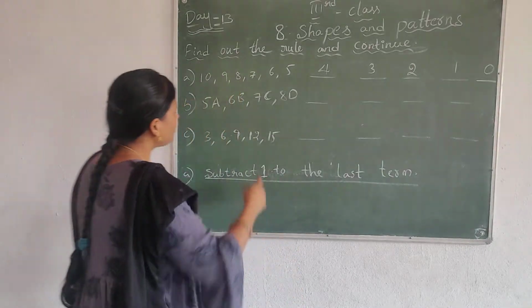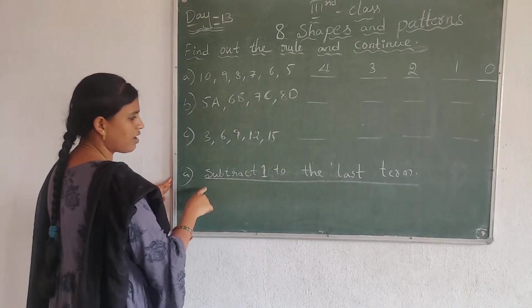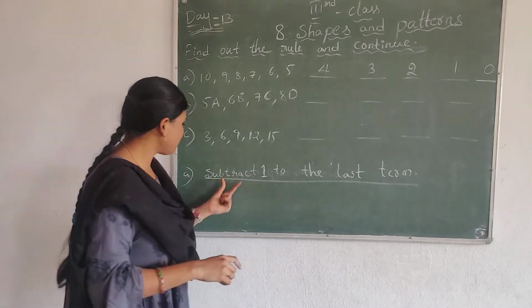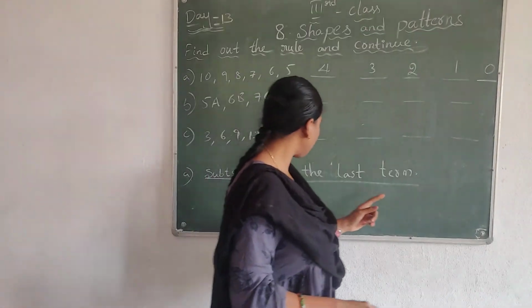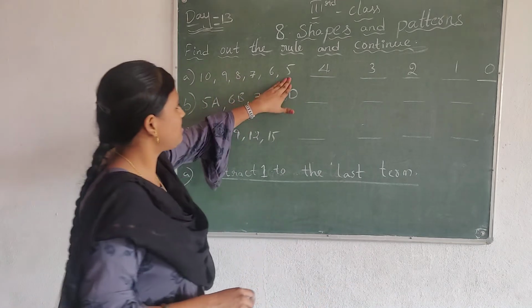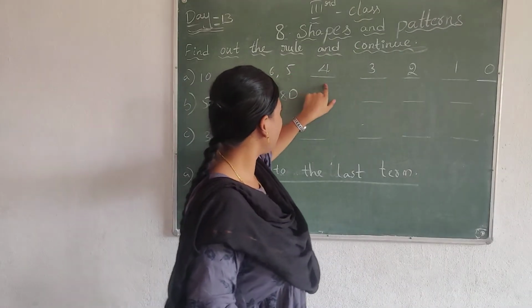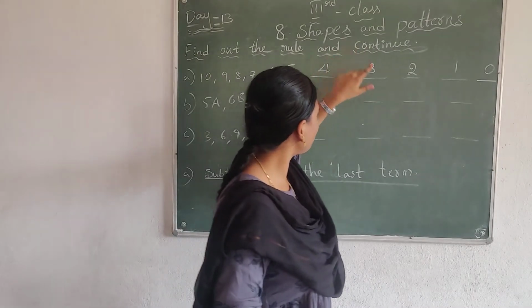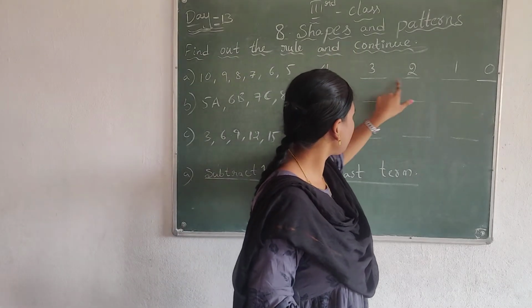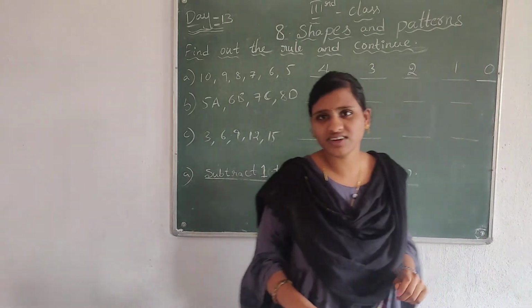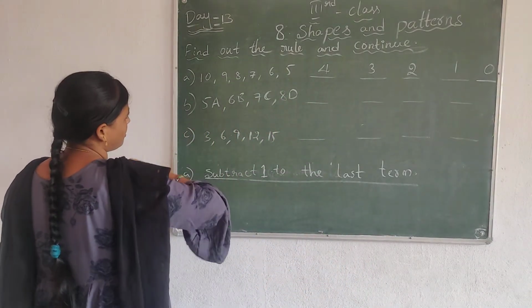Understood? So this is the way I wrote it here. That means subtract 1 from the last term. So this is the last term of this pattern. You subtract 1 from this number, and subtract 1 from this number, and subtract 1 from this number, and you will get it. Minus 1 is 1, minus 1 is 0. Understood? Let's see the second pattern.